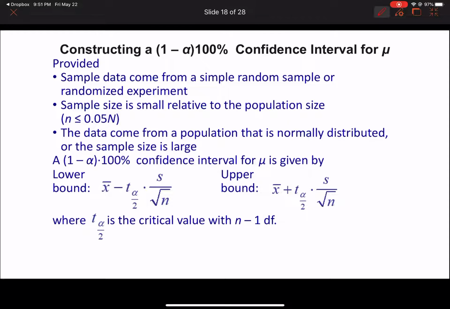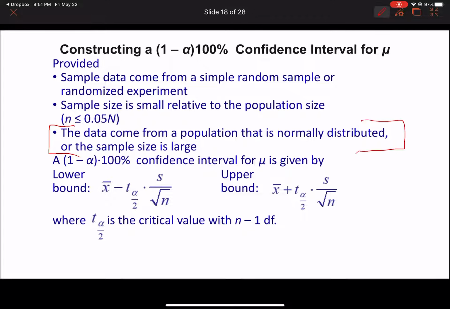So our sample data, we're going to be constructing a confidence interval. Our sample data is going to come from a simple random sample or randomized experiment. Our sample size is small relative to the population size, so our n is less than 5% of the population. The data comes from a population that is normally distributed, or the sample size is large. This right here is important.